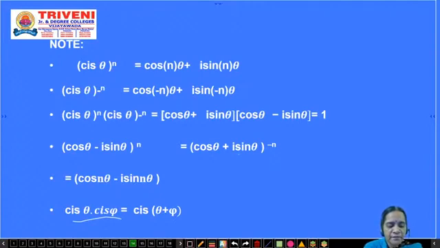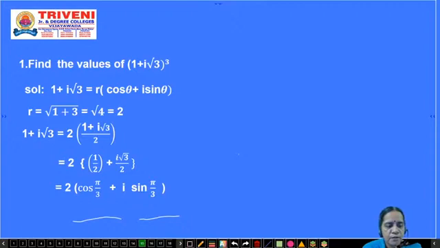Cis theta means cos theta plus i sin theta, and cis phi means cos phi plus i sin phi. This can be written as cis of theta plus phi. Okay, and then we have to go to some problems like this. Find the value of (1 plus i root 3) whole cube.